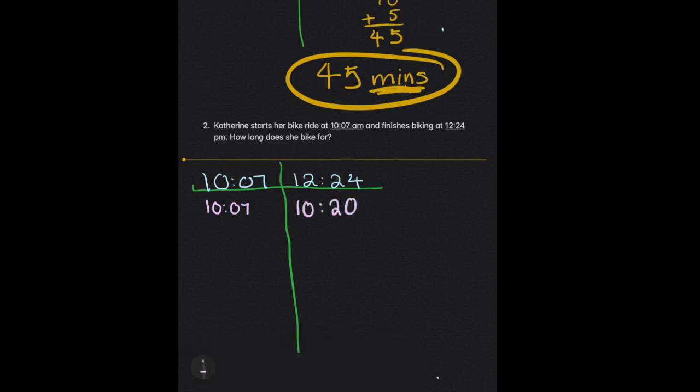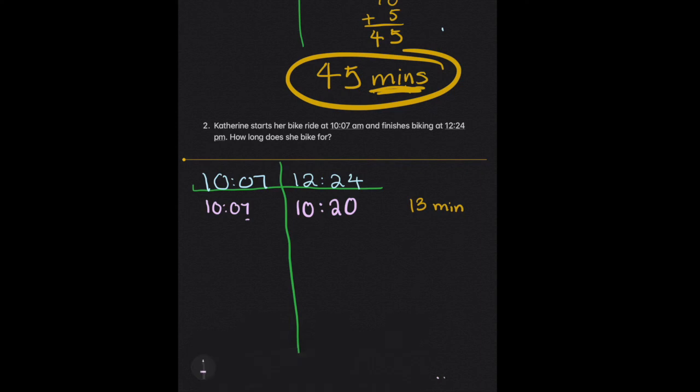Now, all we have to do is figure out how long it takes to get from 10:07 to 10:20, counting up from 7 to 20. So that is 13 minutes. Okay, so now this might make our counting a little bit easier.